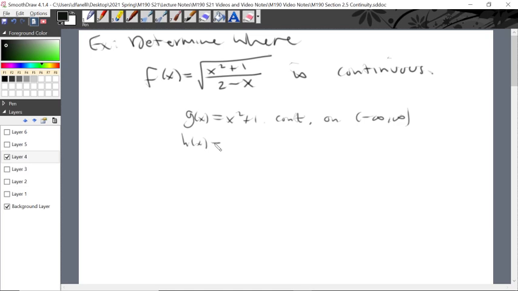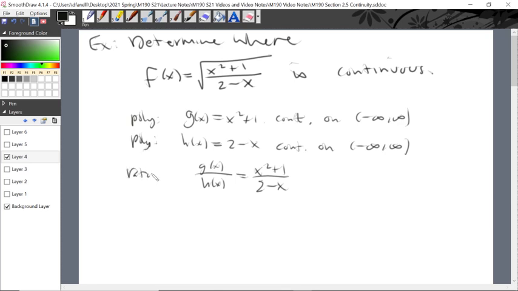And we have the denominator there, h of x. That function, 2 minus x, is polynomial as well, and therefore it is also continuous, negative infinity to positive infinity. Then we have the ratio, g of x over h of x, x squared plus 1 over 2 minus x. That is a rational function. All right, so we have polynomial.